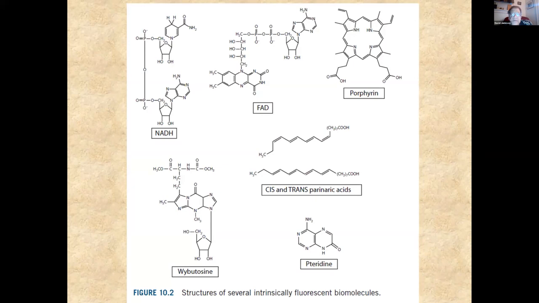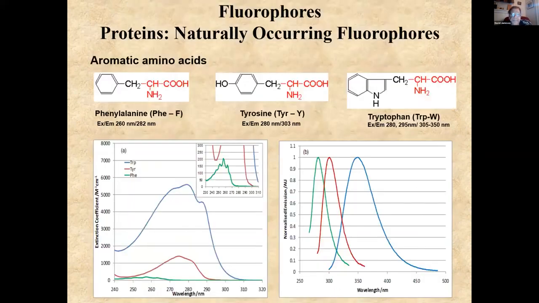Here's an example of some intrinsic ones. NADH and FAD, you'll hear about in the course a lot. Porphyrins, you'll hear some. There are other fluorescent molecules that can give rise to autofluorescence in the cell, for example. Also in proteins, it's very important: some amino acids are fluorescent: tryptophan, tyrosine, phenylalanine. And here on the left, we see the absorption of tryptophan, tyrosine, phenylalanine. Tryptophan has a much stronger absorption. That's why most people work with that.